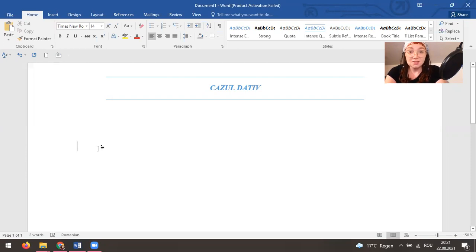So casul dativ, what is the difference between casul dativ and casul genitive? Well, there is a tiny difference between these two cases. In casul genitive, we have a real person, the real owner of the things. So in the genitive case, if we have a person, let's say, geanta mea, my purse.